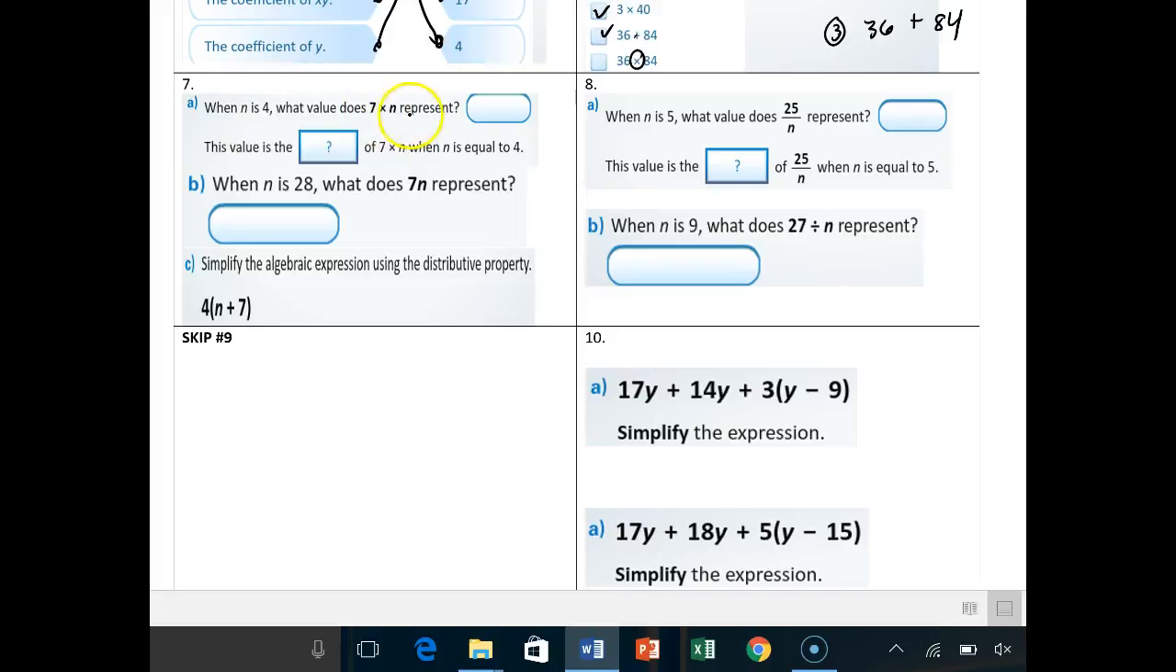When n is 4, what is the value of 7 times n? That's just saying, okay, plug in 4 for n. 7 times 4 is 28. Again, the value is called, what's the answer to a multiplication problem? It's called the product. Right?